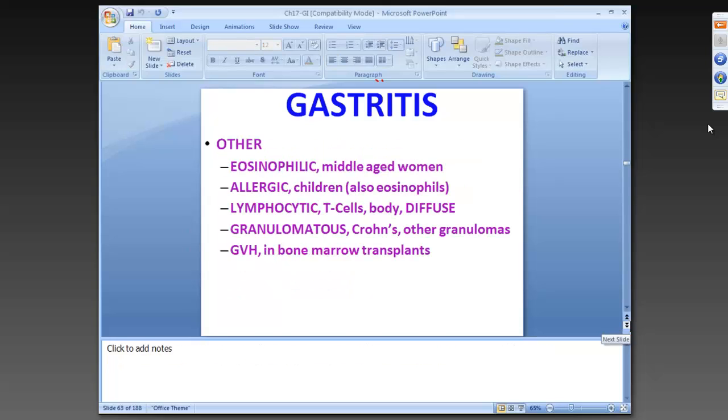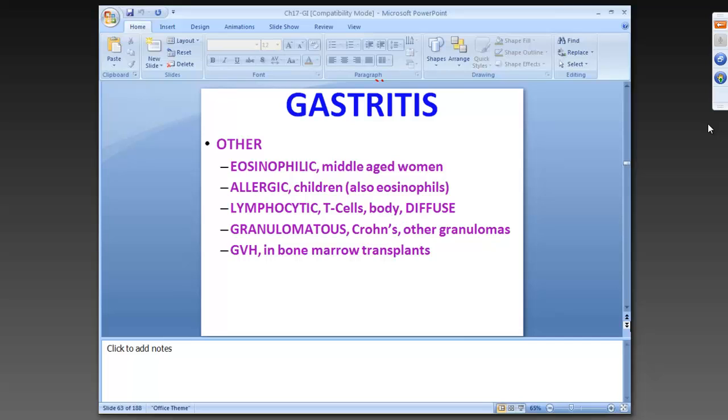Other types of gastritis: eosinophilic, allergic, lymphocytic, granulomatous, and GVHD. Middle-aged women are the most affected by eosinophilic. Allergic will be children, also eosinophils. Lymphocytic, with T cells, diffuse. Granulomatous, think about Crohn's and other granulomas. And GVHD with bone marrow transplants, very rare though, but they do happen.